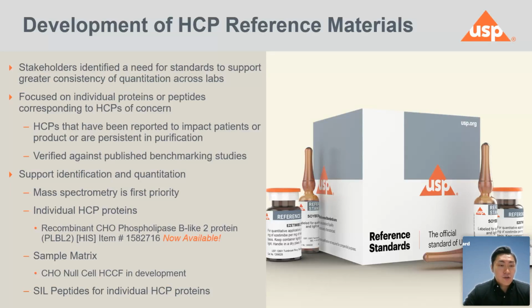So for individual whole cell protein, we have released our CHO PLBL2, which has been made available since last year. And we're currently in the workflow of our CHO null cell HCCF, which is currently in development. And we also have the cell peptides for individual whole cell protein, which we will dive deeper into in this presentation.